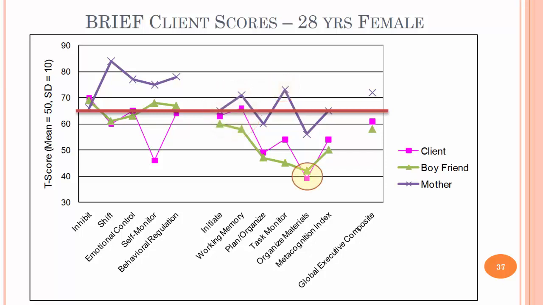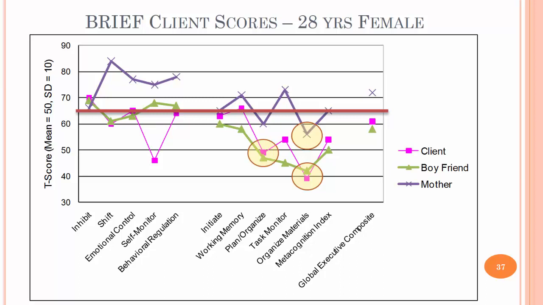And then finally, let's take a look at a possible resource that the client has. Both she and her boyfriend have indicated that she has fewer problems with organizing materials than other people her age. Even her mother recognizes that her daughter's near the normal range in terms of her abilities to organize materials. This may be the reason that she's able to maintain employment in spite of all of the other problems with executive function that she appears to have.